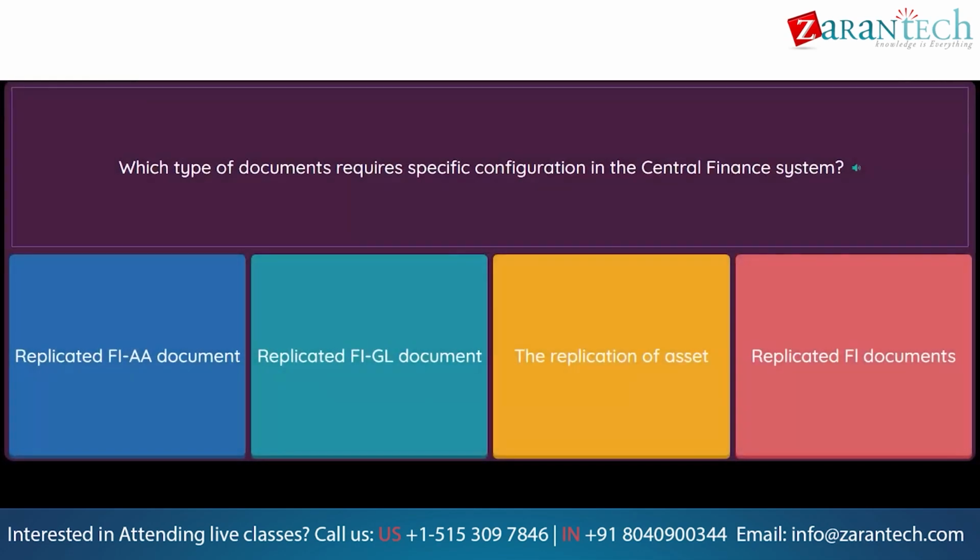Question: which type of documents requires specific configuration in the central finance system? Option 1 Replicated FIA document. Option 2 Replicated FIGL document. Option 3, the replication of asset. Option 4, replicated FL documents.